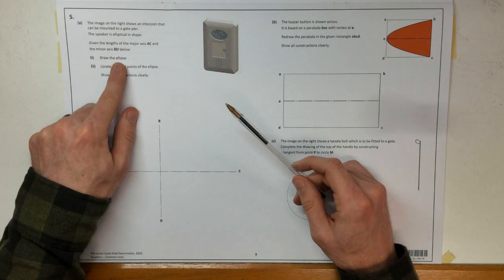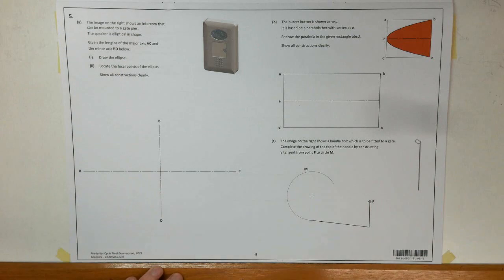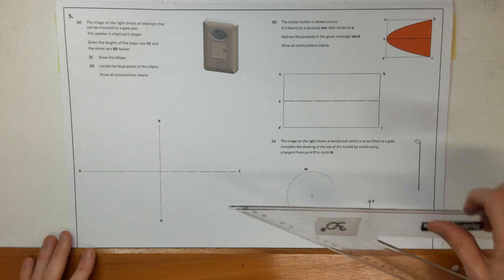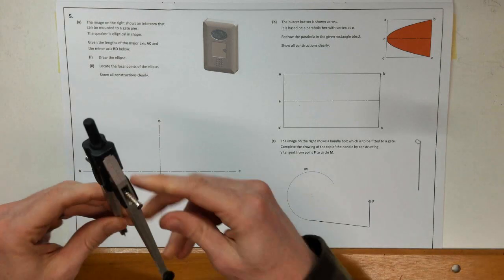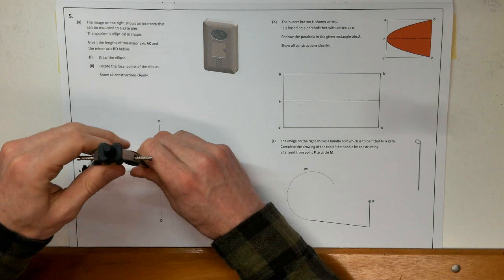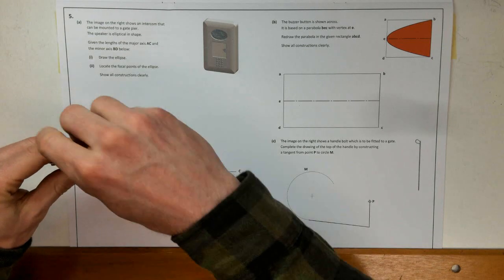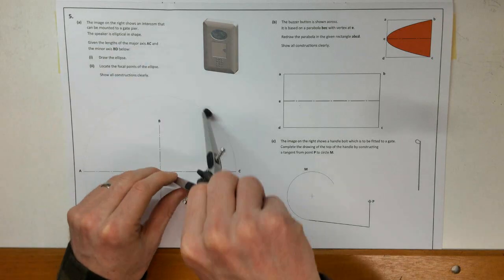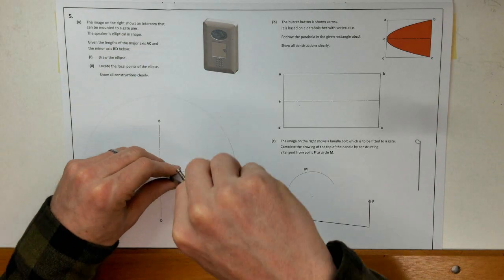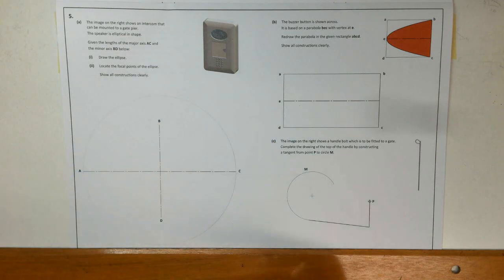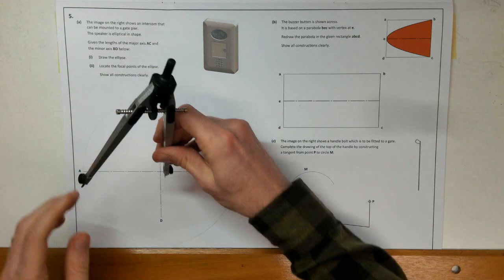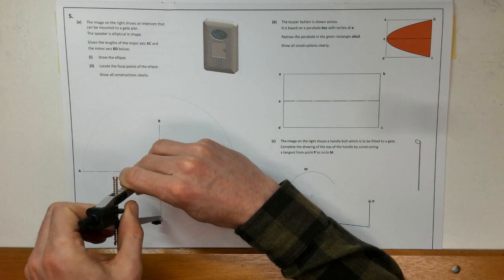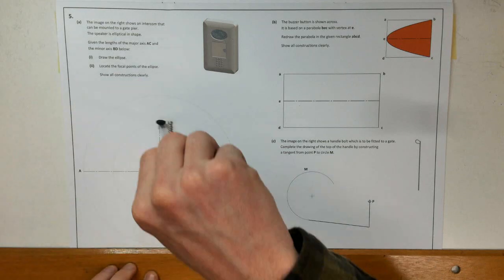below. Draw the ellipse. You can use whatever method you find best, but concentric circles is the one I always am drawn to using. So my major circle is drawn using the major axis given. Now I'm going to draw a minor circle, using the minor axis as my diameter.